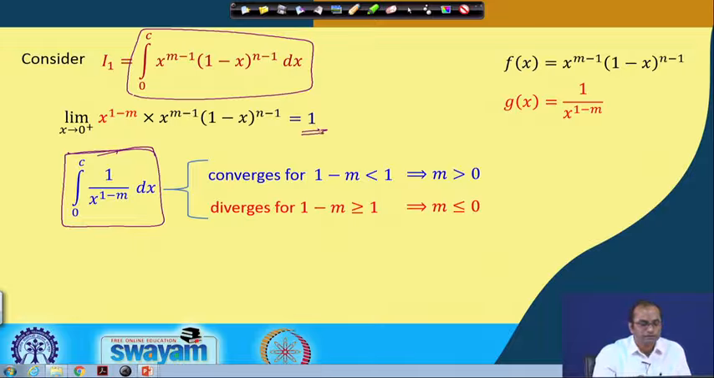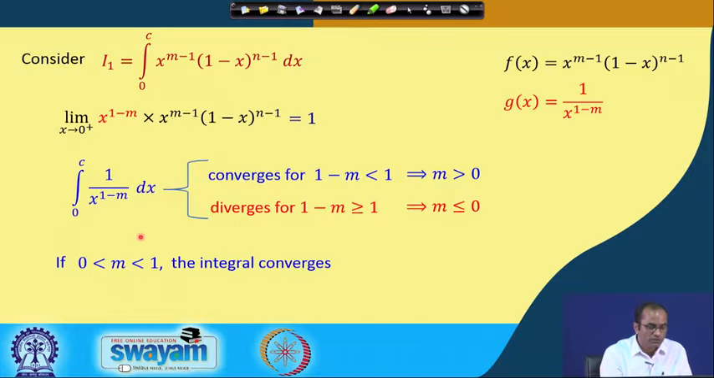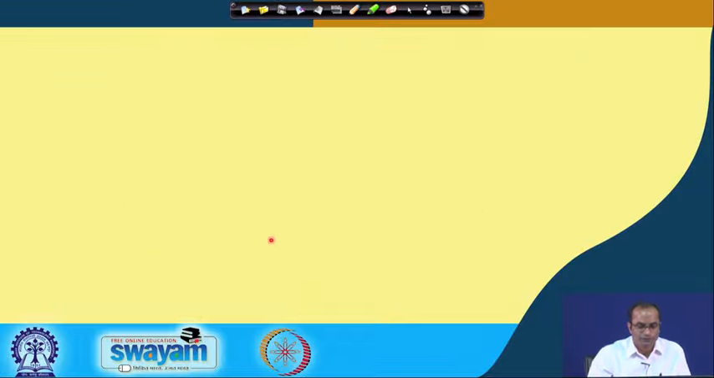So, as per the comparison test, our integral I 1 will also converge when m is greater than 0, and it will diverge when m is less than or equal to 0. So, what is the conclusion now about the integral I 1? When we have m greater than 0, and we are considering the case when m is less than 1, so if m lies between 0 and 1, this integral converges, and when m is less than or equal to 0, this integral diverges.